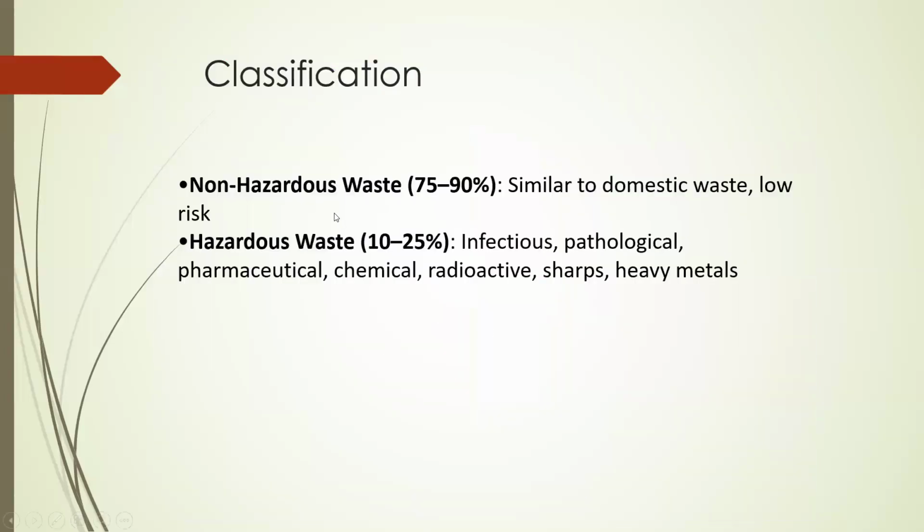Classification. Classification of biomedical waste is carried out based on its characteristics, source of generation, and level of hazard to the environment. Biomedical waste is classified into two types, non-hazardous waste and hazardous waste. Non-hazardous waste, about 75 to 90% of biomedical waste, has characteristics similar to domestic waste and is non-risky in nature. This waste is generated mainly from the organization and maintenance of hospitals and healthcare centers.